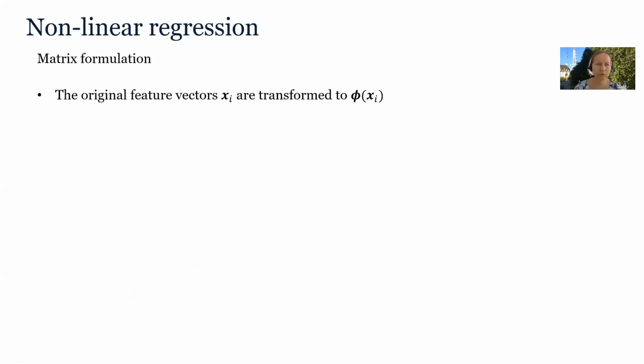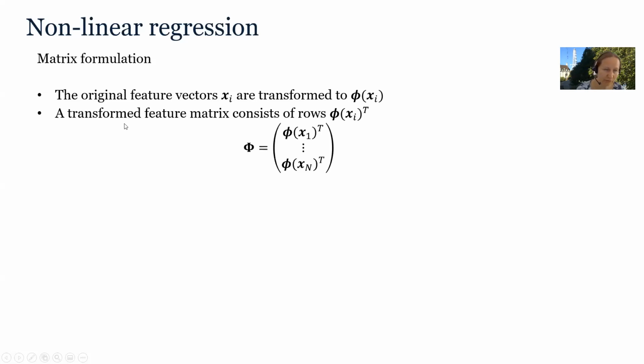It is useful to express nonlinear regression in matrix formulation. Our original feature vectors in the training set are xi, and then the transformed features will be denoted as phi(xi). And now we can form the transformed feature matrix. It will consist of row vectors phi(xi) transposed, so we will put our transformed feature vectors in the rows of this matrix.